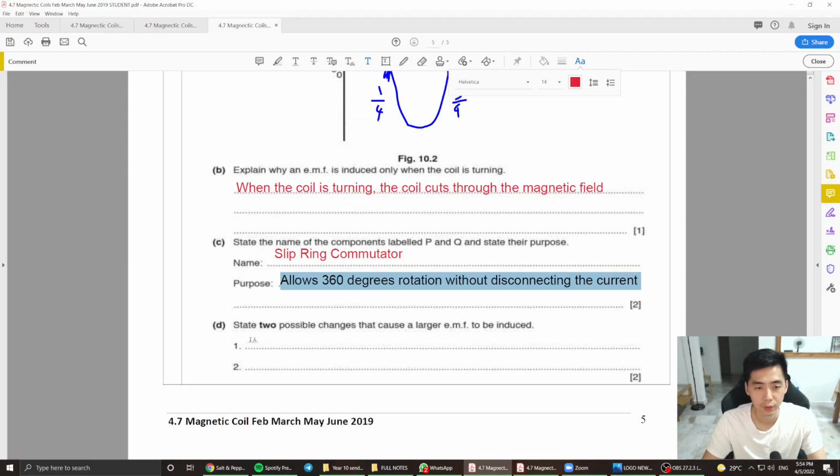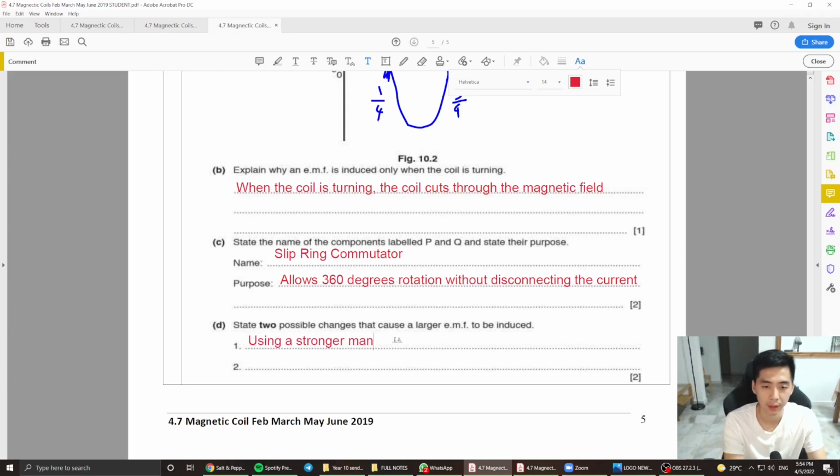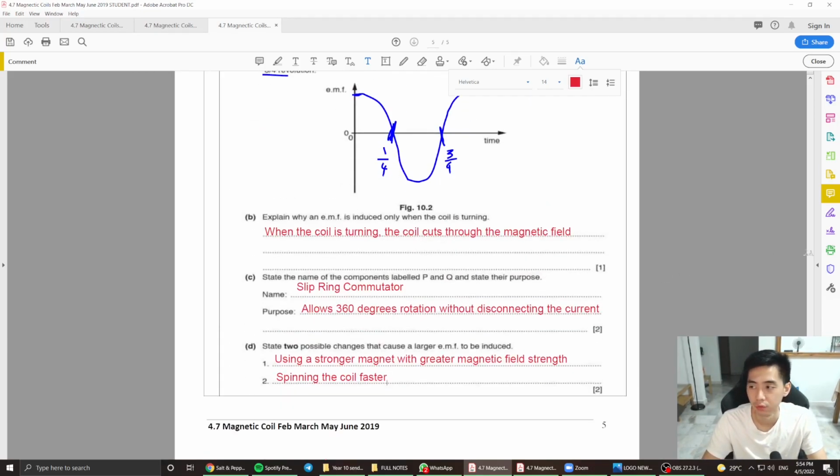And finally, they ask you for two possible changes that cause a larger EMF to be induced. Obviously, there's three standard ones, right? You spin it faster, you increase the magnetic field strength, or you use more number of turns in the coil, right? Just write either two, that is acceptable. Alright, using a stronger magnet with greater magnetic field strength, or you could even say spinning the coil faster here, okay, or anything that's logical, right? And that's how you do these questions here.